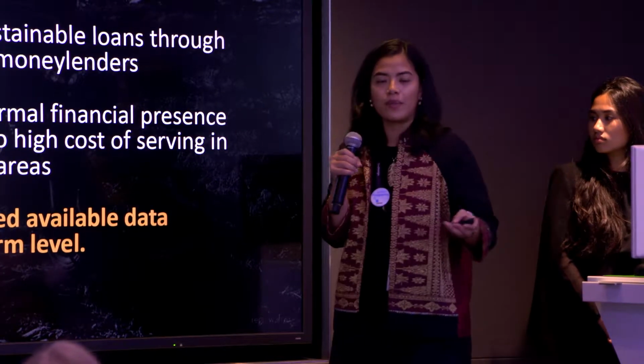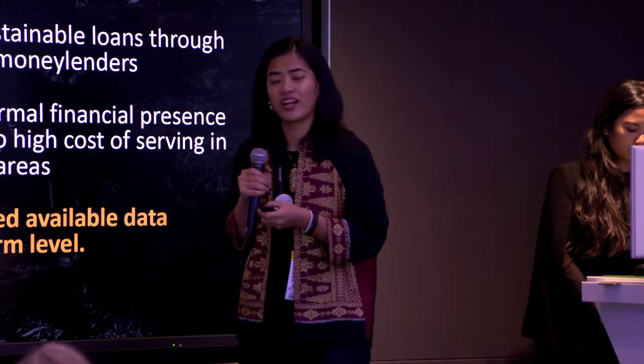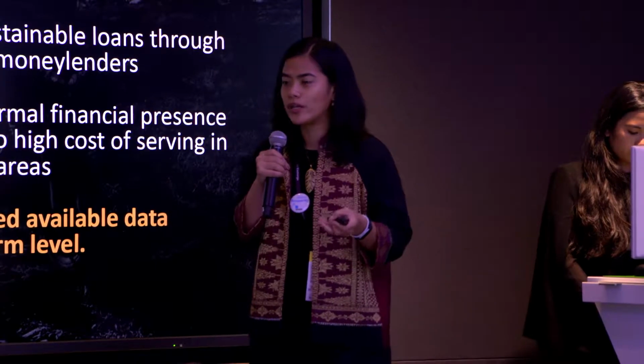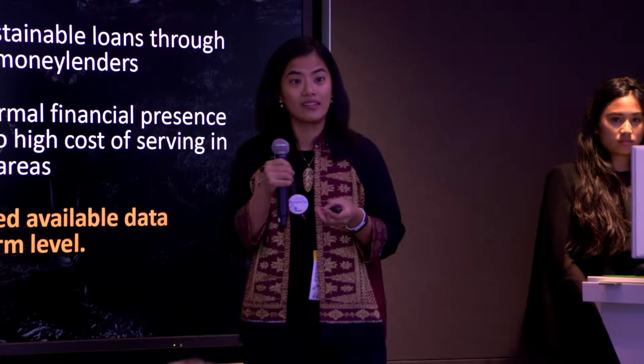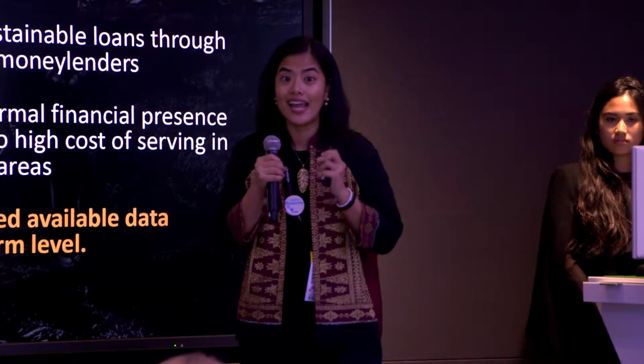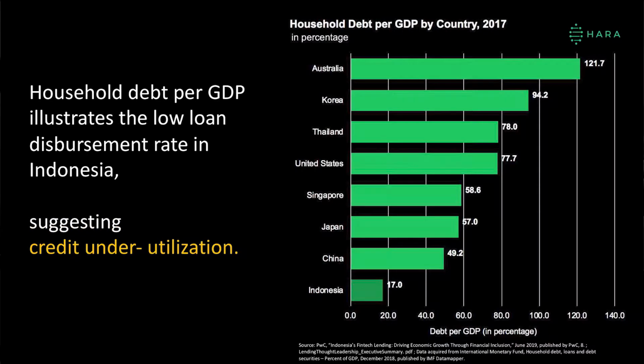And so what do the farmers do? They go to local money lenders, and they charge exorbitantly high interest rates, we're talking about 120 to 240% per year, or even, in some cases, up to 3,600% a year. So high cost of funds means high production cost. And for farm hardware prices in Southeast Asian countries, Indonesia is the highest by far. With this, it's not too shocking how it's a problem.